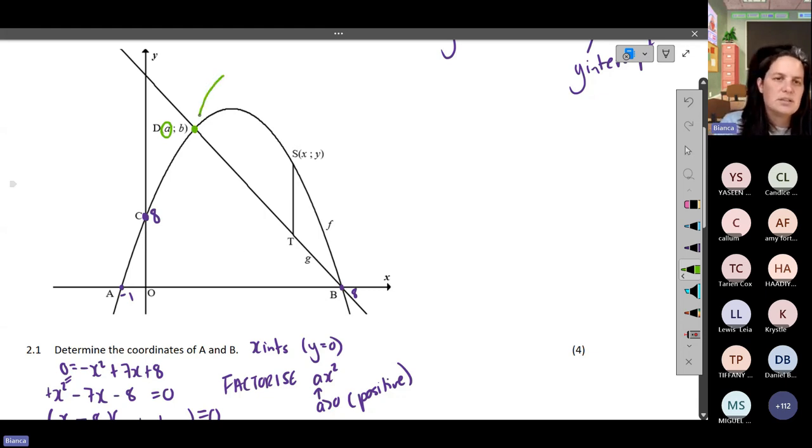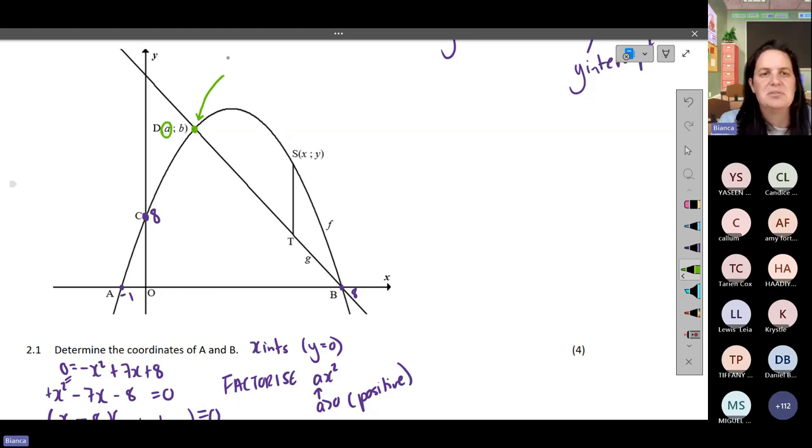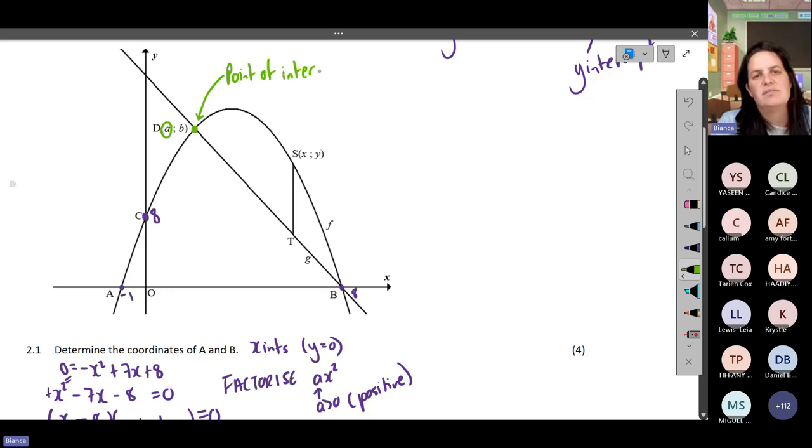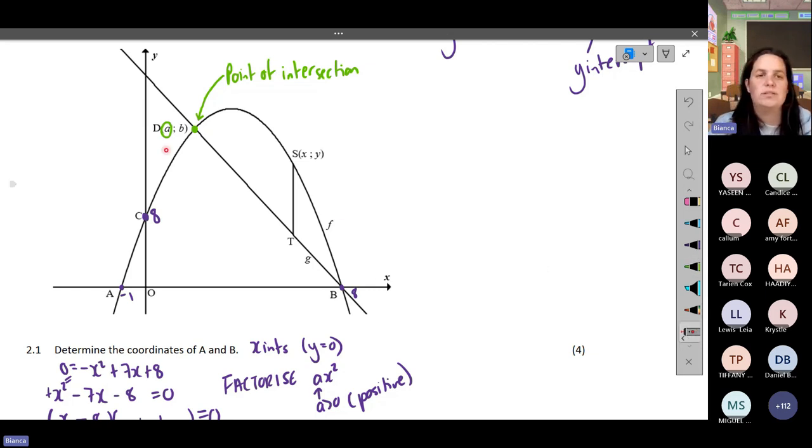What do we call this little point over here? What do we call D? D is a what? Say it to your teachers, because you can't unmute your mics. D is a point of intersection. It's where the straight line graph and the parabola have the same coordinates, where the two graphs have the same x value and the same y value.